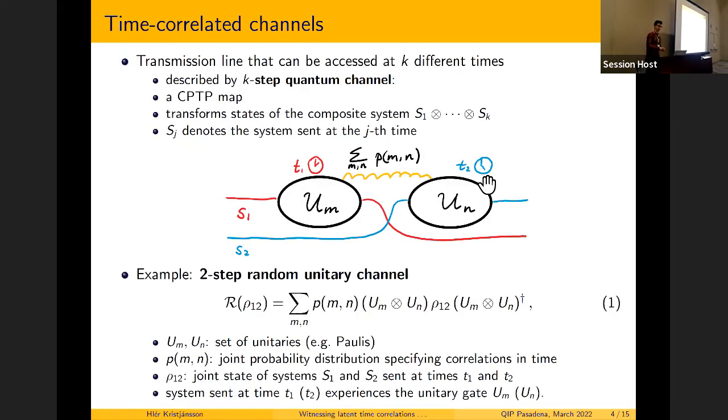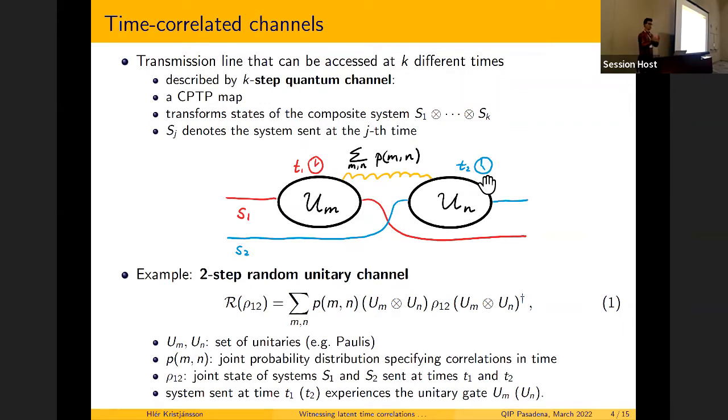So the framework is the following. A transmission line that could be accessed at k different times is described by some k-step quantum channel, which is just a CPTP map which transforms states of the composite system S1 tensor S2 tensor S3, and so on up to Sk, where the system Sj denotes the system sent at the jth time. It just acts on a tensor product of systems at different times.